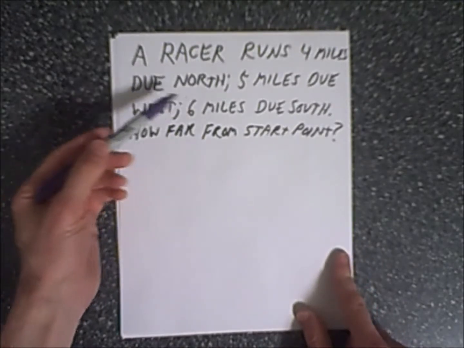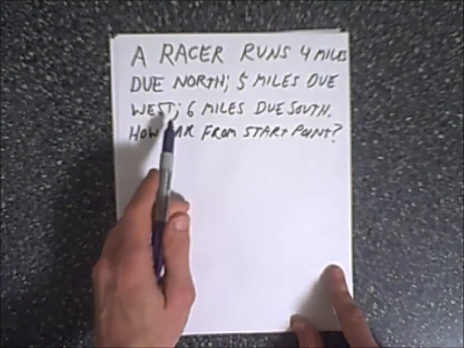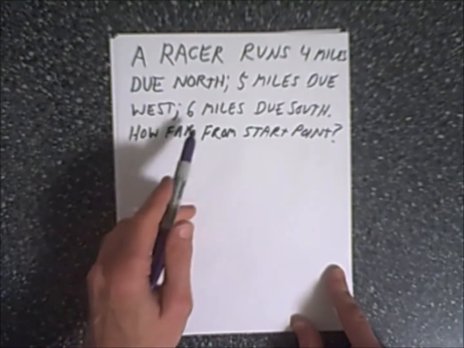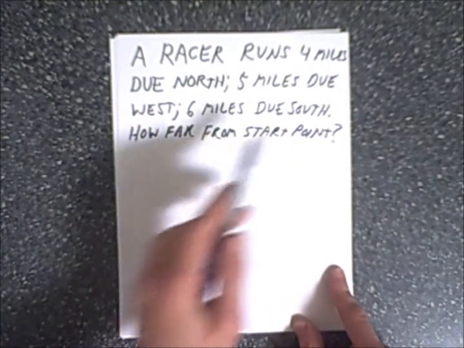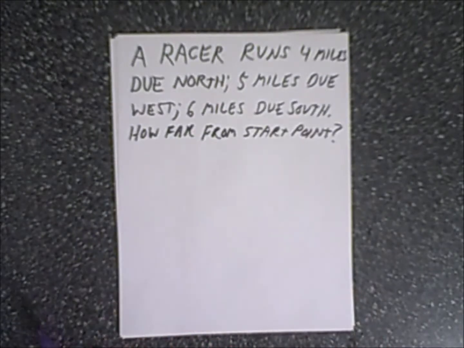Okay, a racer runs 4 miles due north, then turns and goes 5 miles due west, and then turns once more and goes 6 miles due south. How far is the runner from the starting point? So this is a word problem that's going to use right angles because we're turning north, west, south, those are in straight directions on the compass. And we will get to use the Pythagorean theorem.